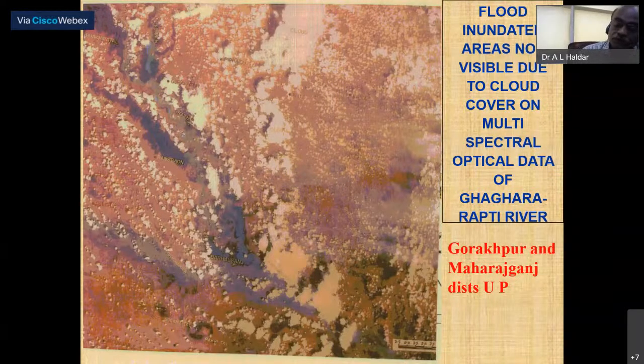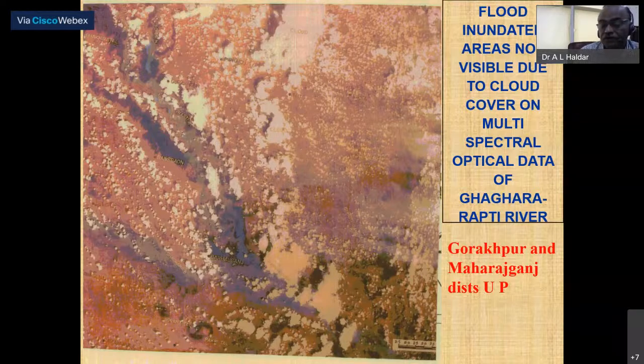So you know that during 1998 in UP, what happened in Gorakhpur and Maharaj Ganj? Say in the month of August, on 2nd August, the flood starts. During the incessant rain, more than 7 dams and reservoirs have been broken.